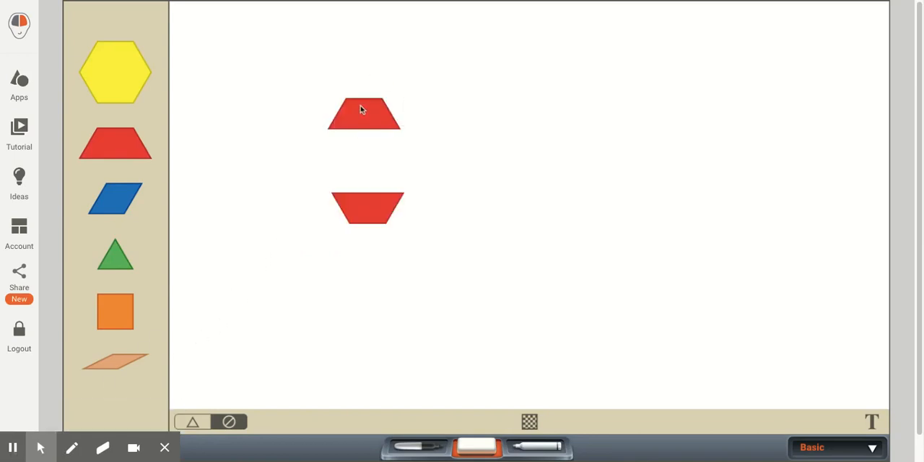Here I have a shape where these two sides are parallel to each other, so this is a trapezoid, and when I put it together with another trapezoid, this forms a six-sided figure, which we call a hexagon. So two trapezoids can form a hexagon.